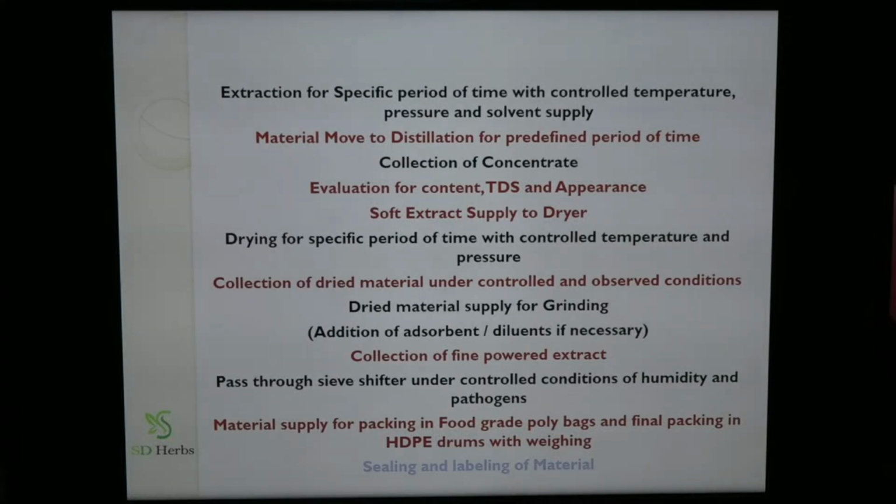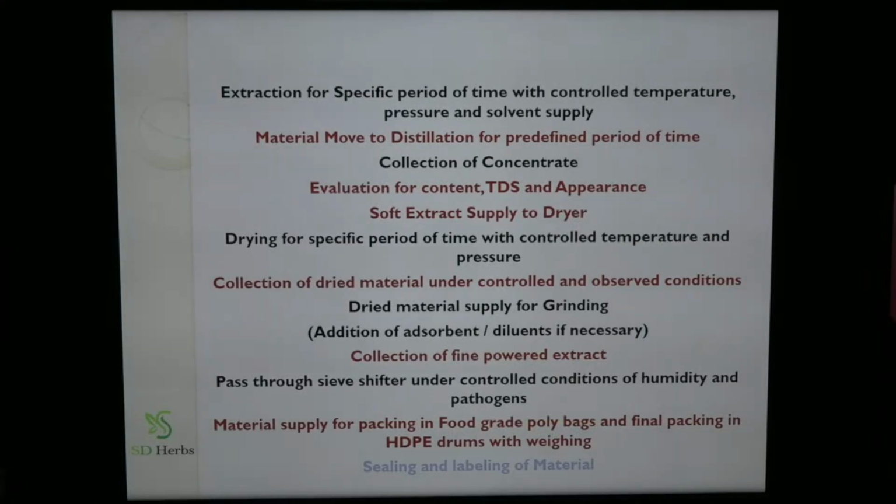With a specific period of time, there are three important factors: the time, the temperature, and the pressure. Time, temperature, and pressure, along with the suitable solvent system, will give you the exact amount of extraction which will have your therapeutic ingredient in it. Okay.